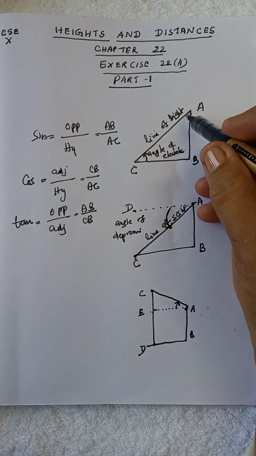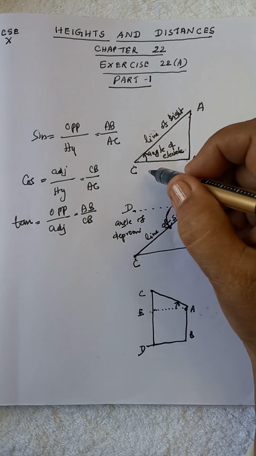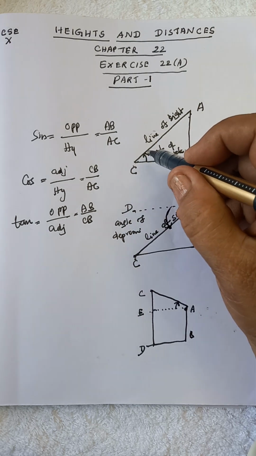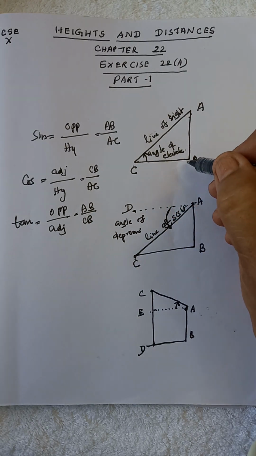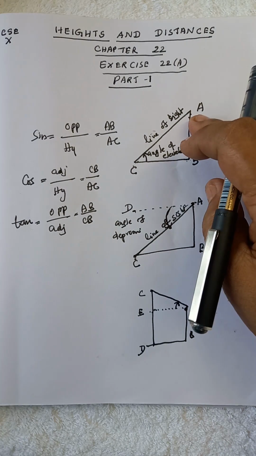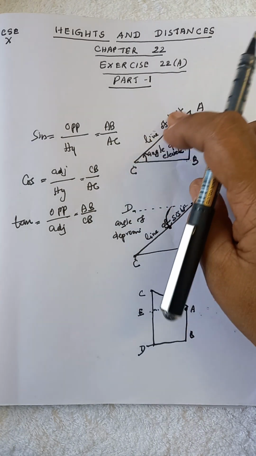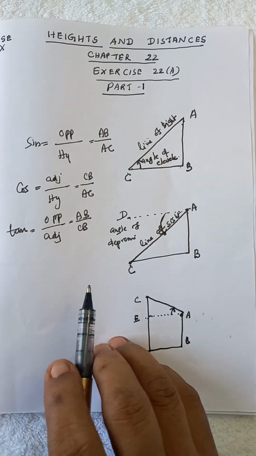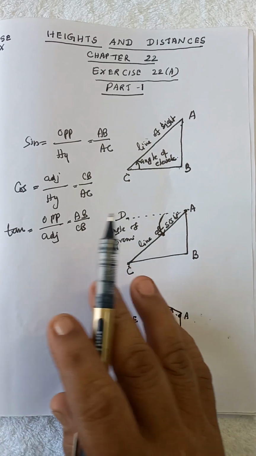Similarly, if you are given this AC and one of the angles, we can find CB. How? That is adjacent side by hypotenuse. Which ratio? That is cos. If you are given the angle and the hypotenuse, we can find the adjacent side by making use of the cos ratio. Like that, we can get the opposite side AB if you are given the angle and hypotenuse by making use of the sine ratio. So depending on what we are given and what we want to find out, we can use these ratios.